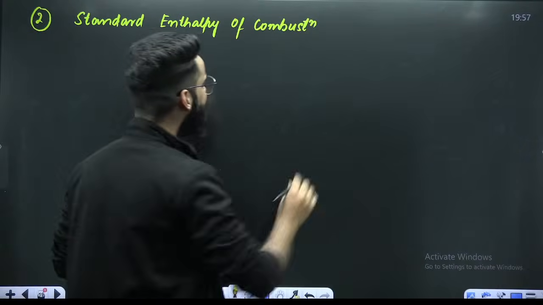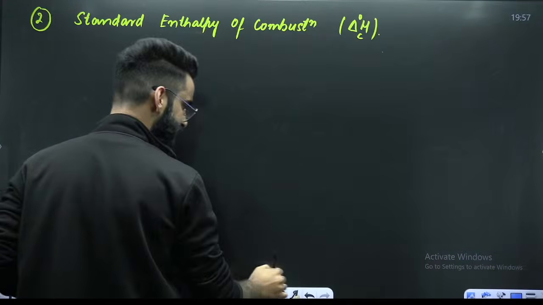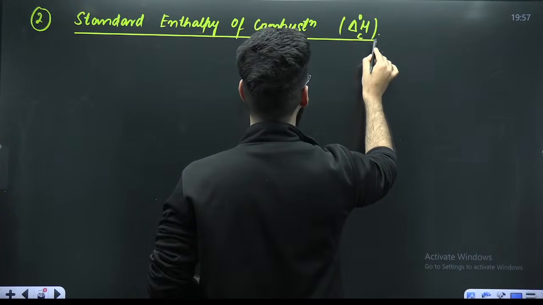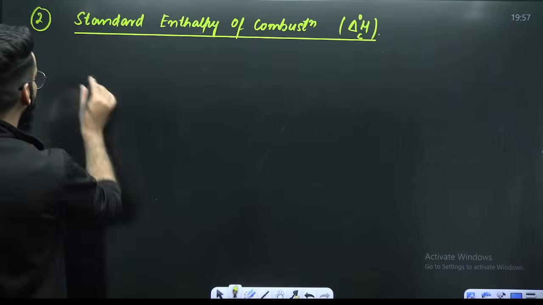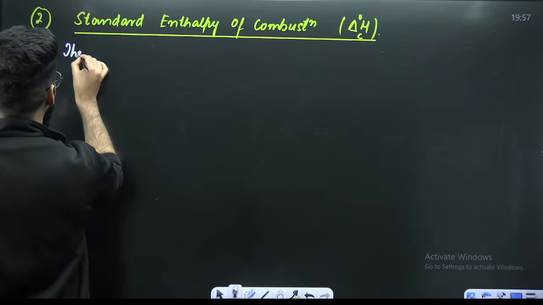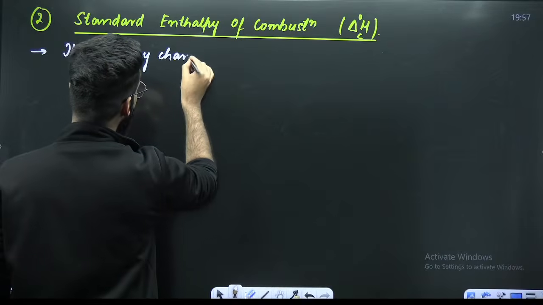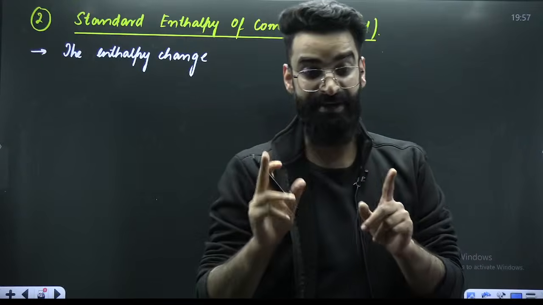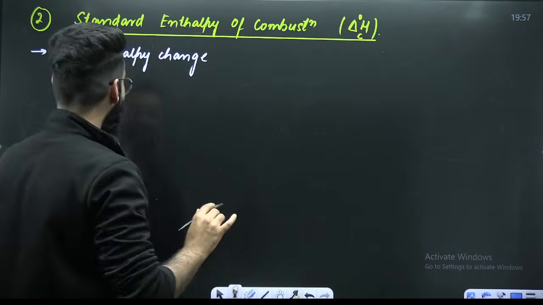So first thing, I'm representing this with delta H naught C. Now what is this standard enthalpy of combustion all about? Let me write its definition. My dear students, standard enthalpy of combustion is defined as the enthalpy change. What is meant by enthalpy change? The amount of heat absorbed or released.